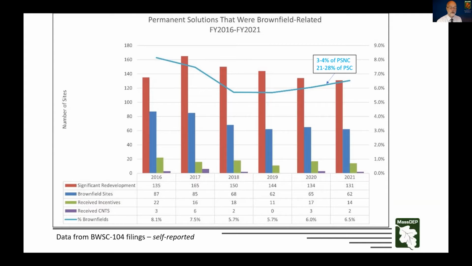And since we always have trouble categorizing sites as brownfields, we can look at who receives funding, we can look at who calls themselves brownfields, but everybody wants the ultimate brownfield list, and we always have trouble coming up with that. So this is another way of looking at it, who self-reports as brownfields. Next.